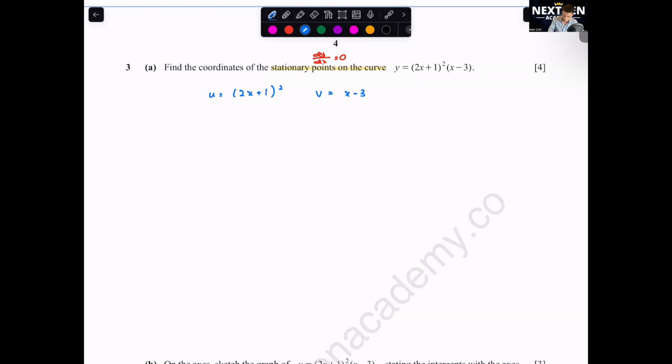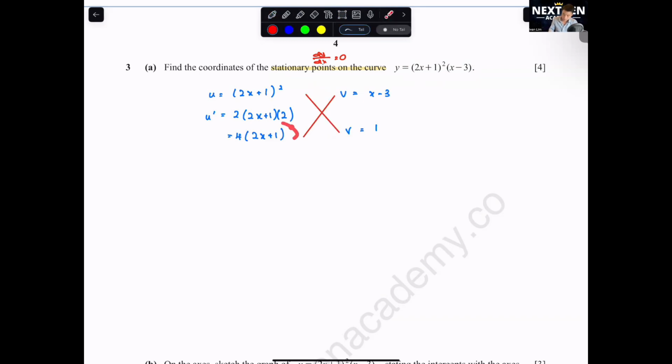I don't need the bracket anymore. u prime is 2x plus 1 times 2, so we'll get 4 times (2x plus 1). v prime will be equal to 1. And then you cross like this. Whether you want to open up the bracket is up to you, but I'll show you why I didn't open up the bracket here. So we'll do dy over dx: u v prime, so (2x plus 1) squared times 1, plus (x minus 3) times 4 times (2x plus 1).